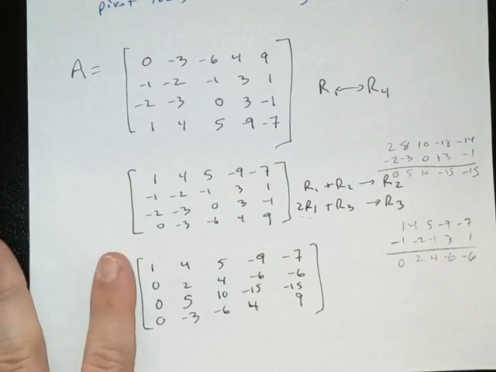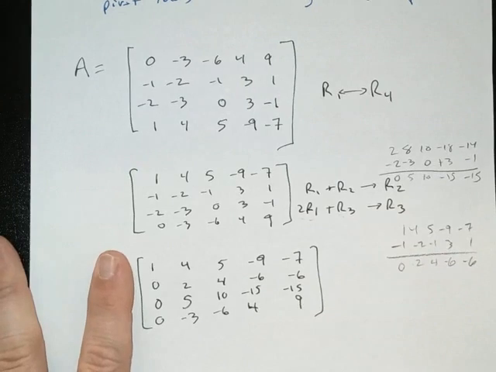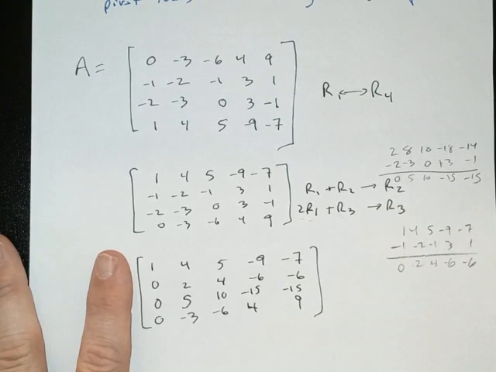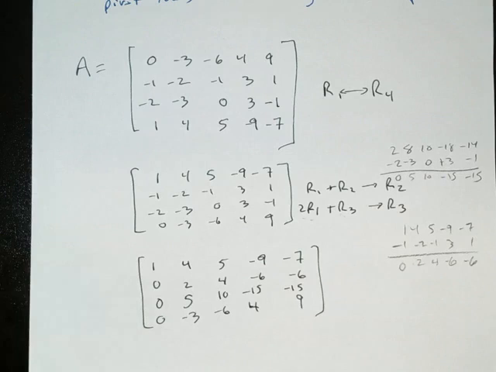But now, my first column is 100% complete. I have exactly what I wanted. So now I say to myself, can I put a pivot in the second row? Well, there is a pivot in the second row. There's a leading non-zero entry, right? There's a 2.